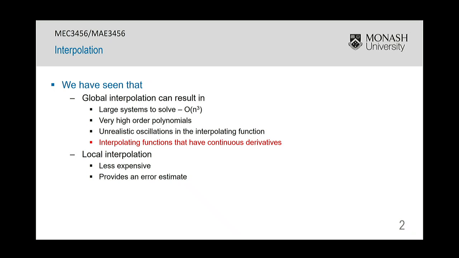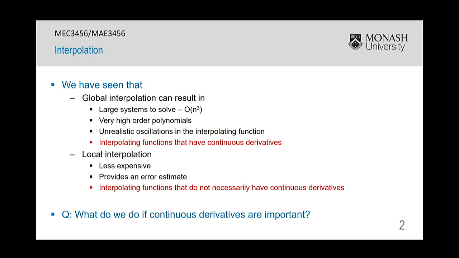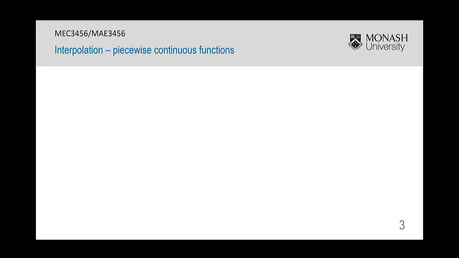Now, local interpolation, as we looked at with Neville's method, is generally less expensive. It does provide some kind of error estimate, but it provides us with an interpolating function that is not necessarily continuous in its derivatives. So as we move across from different sets of nodes, we may find that the derivatives change quite drastically, but at least not continuously. So the question is, how can we approach this if continuous derivatives are important for the application that we're looking at?